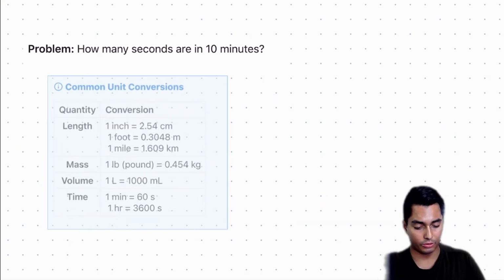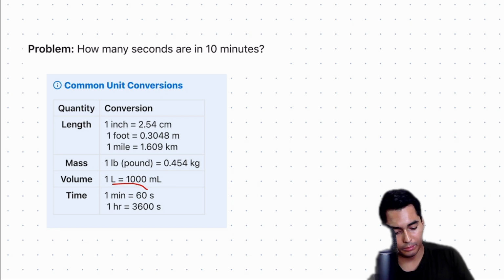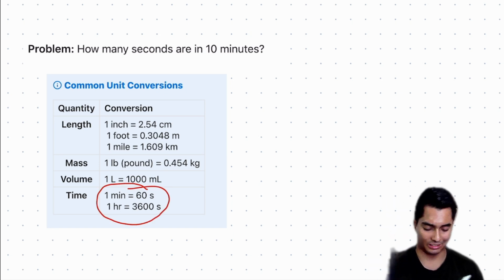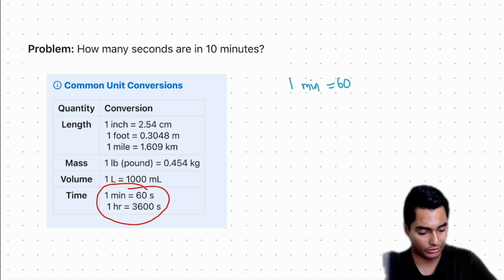So we're going to check our unit conversion table sheet, which again, you can download in the link in bio. And then notice which one we use here. 1 minute is 60 seconds. So I'm just going to straight up write this right here, skip step 1. 1 minute equals 60 seconds.